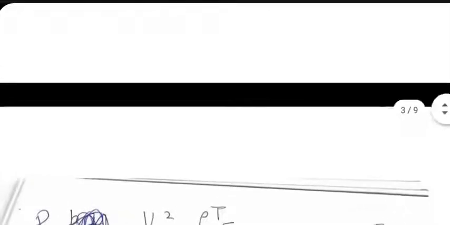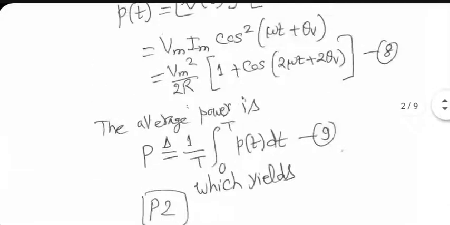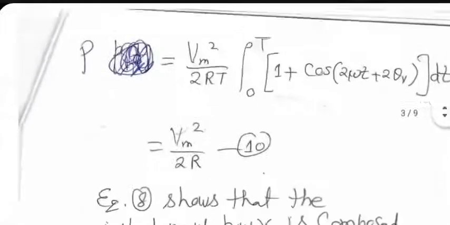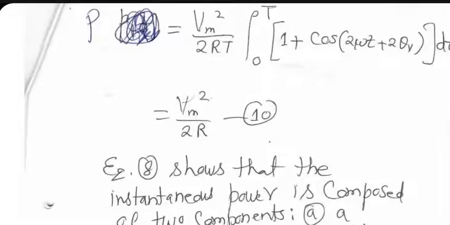So the interesting point is that although power is instantaneously varying and it has a time varying component and a constant component, over a full cycle, if you average out, the result is independent of time. And that result is Vm square divided by 2R.